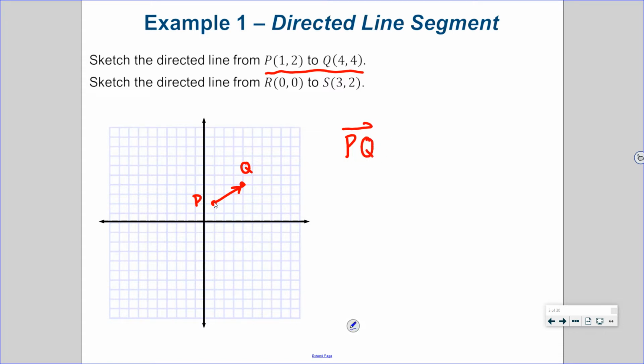All right, let's draw this one. This one starts at the origin, and the initial point is 3, 2. So this one's from R to S. Again, I would draw my arrow to show which direction, from this point to this point, and we could notate this as vector RS. Okay, makes sense? That's just some of the notation stuff.